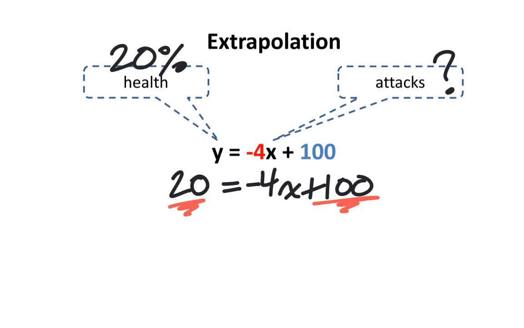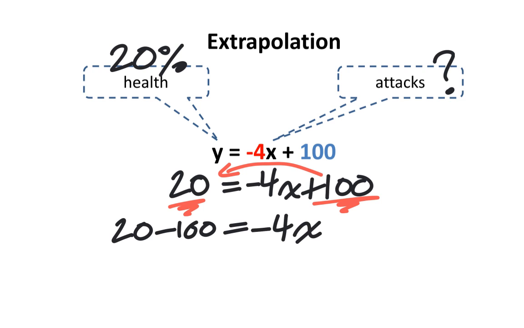Like terms like to be together, so I'm going to move this 100 to the other side of the equal sign. When I do that, it is no longer positive and it becomes negative. So this is what I have, and everything else stays the same. I'm going to simplify the left side of the equation. 20 minus 100 is negative 80.